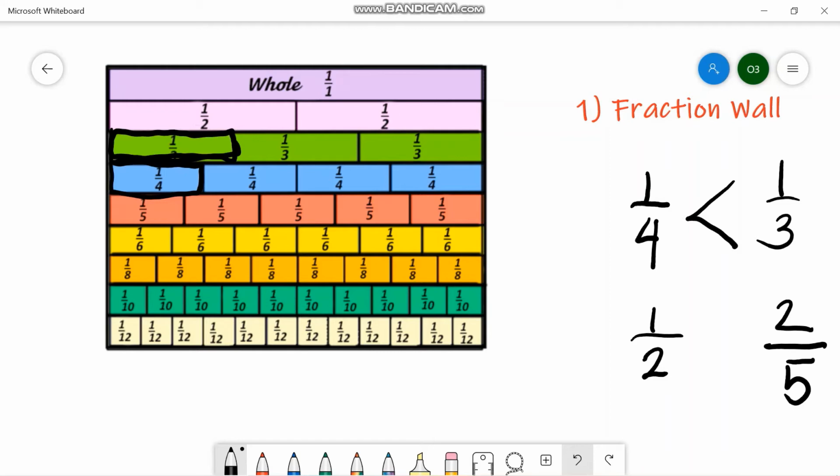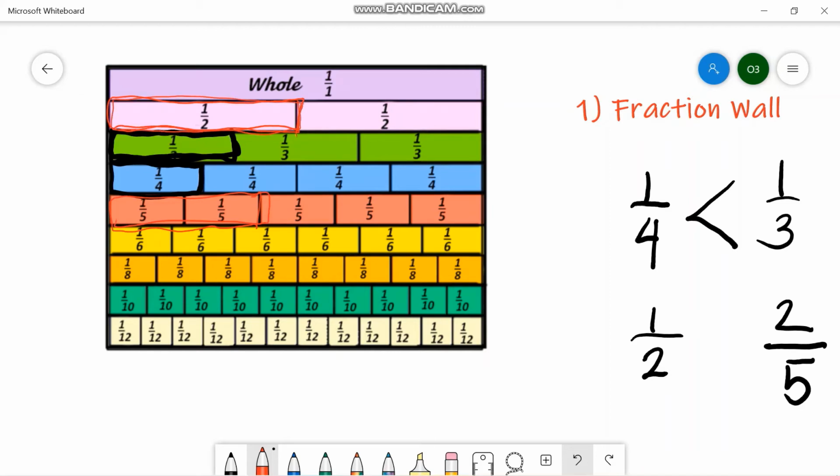1/2 and 2/5. Where is 1/2? 1/2 is here. What about 2/5? This is 1/5 and this is 2/5. We have to put two together so that we can create 2/5. So 2/5 is here and this is 1/2.